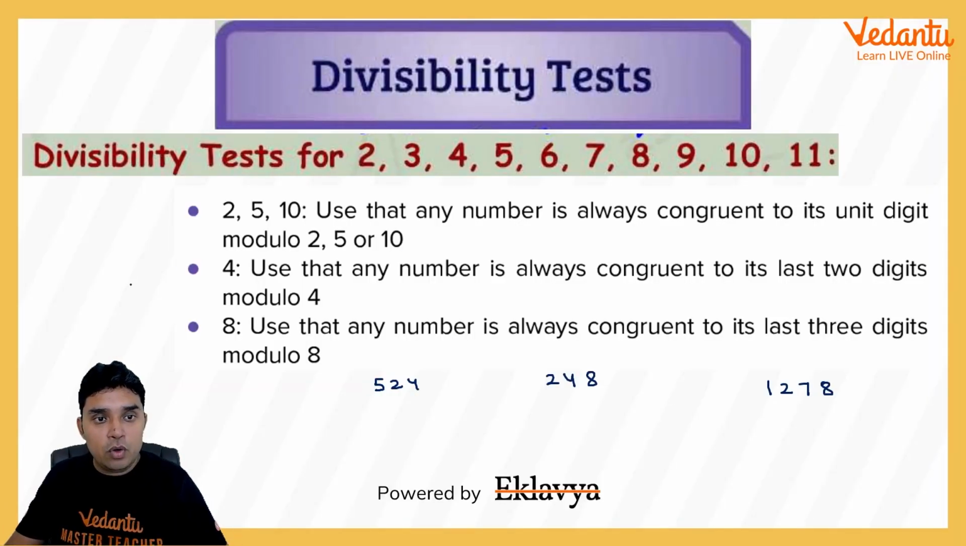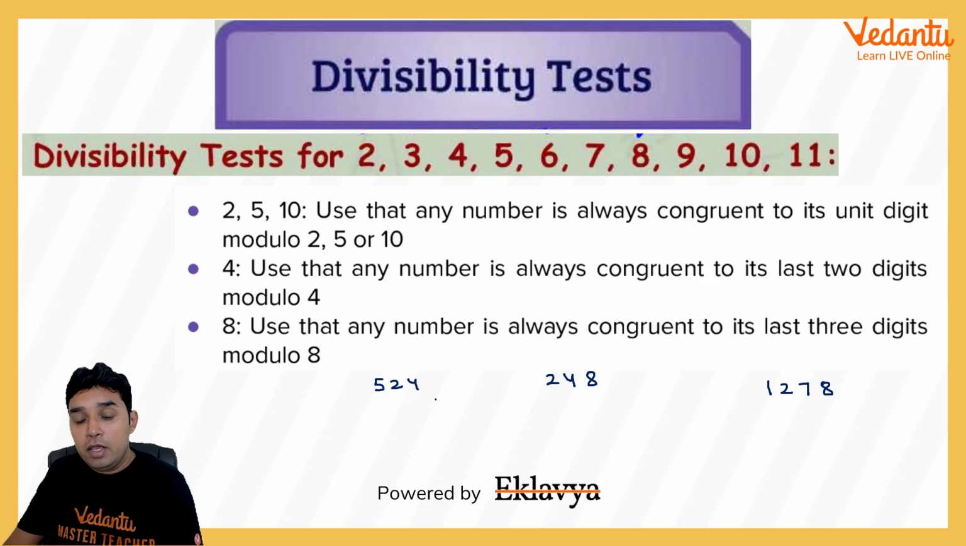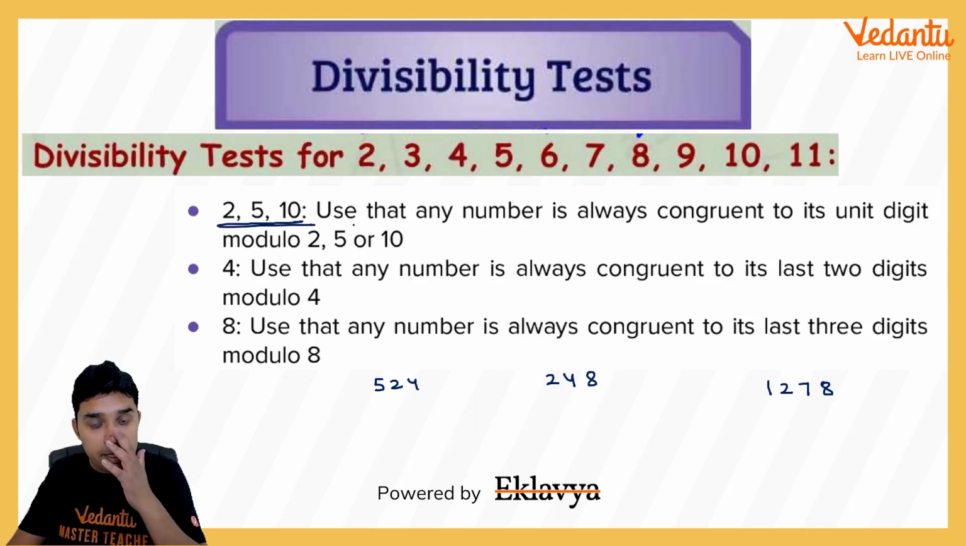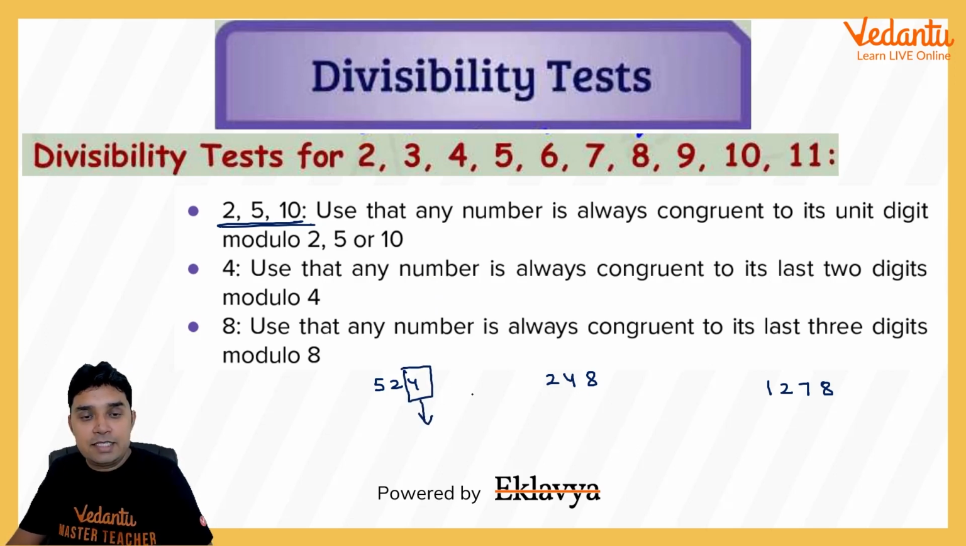If we want to know how a number is divisible by 2, 3, 4, 5, 6, 7, 8, 9, 10 and 11, there are a few very important and very simple tests. For 2, 5, 10, you just have to check the unit place of that number. For example, 524: if the unit place is divisible by 2, then this complete number will be divisible by 2. Same goes for 5 and 10. So this will be divisible by 2 but not by 5 and 10.